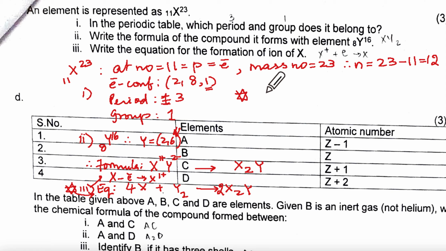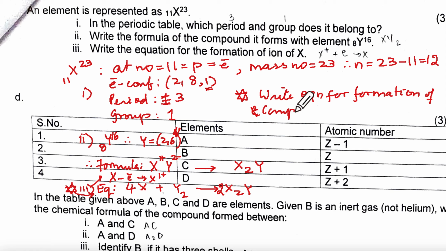Sometimes they will ask you, write the equation for formation of the compound between X and Y, comma, if Y is a diatomic gas.